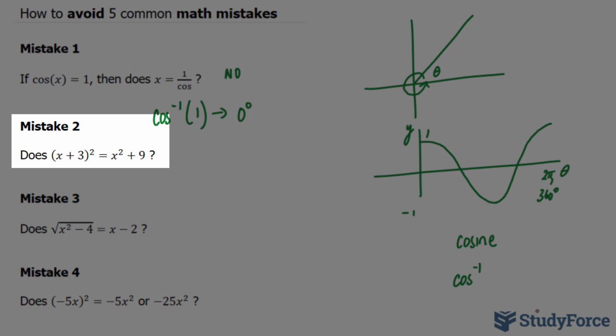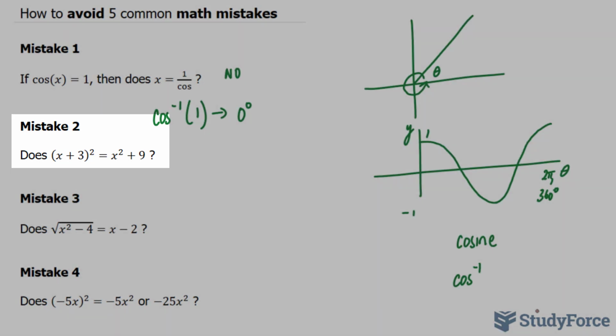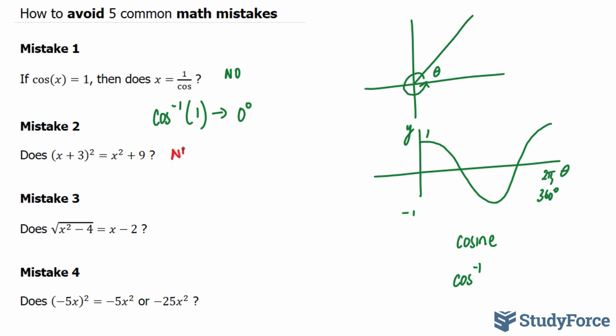The question asks, does x plus 3 to the power of 2 equal x squared plus 9? And the answer to this is no. Now, presumably what the person did was take this exponent and distribute it to the two terms in this bracket. Now, you cannot do that mathematically. Instead, what you do is take those two terms, x plus 3, and multiply it by itself twice. And here what you would do is expand.